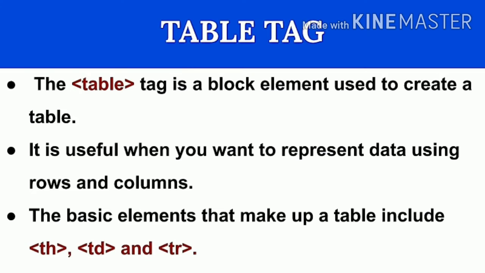You also know that tables are a collection of rows and columns. In the table, many rows and columns are used to show the data very clearly. The basic elements that make up a table include th, td, and tr. The full form of th is table heading, td's full form is table data, and tr's full form is table row. Every table heading and table data is included in the table row.